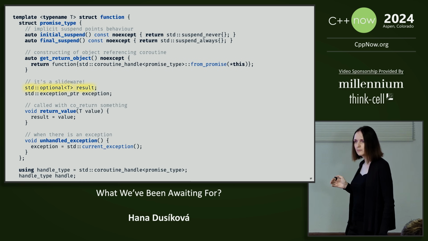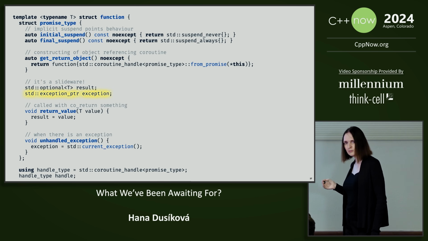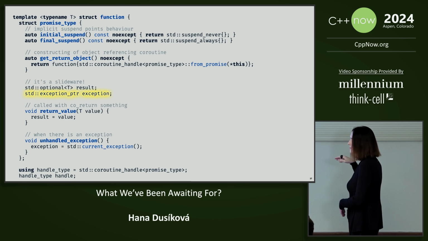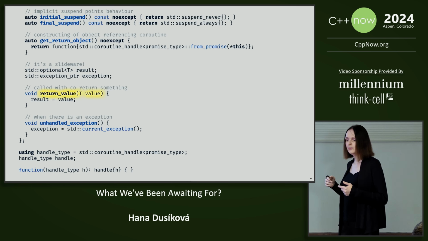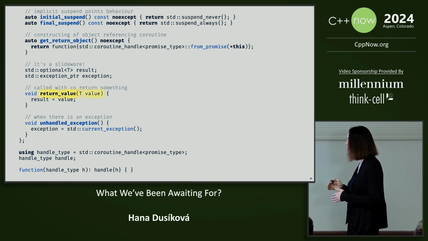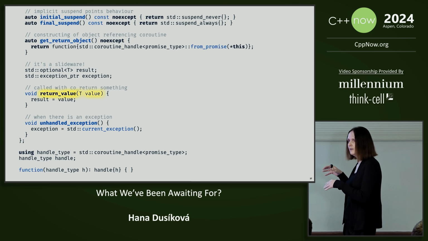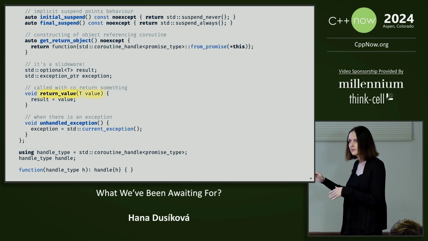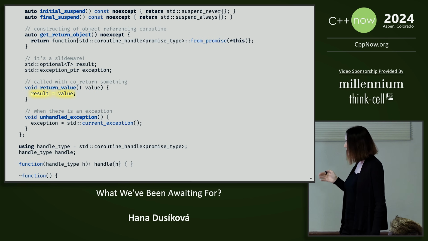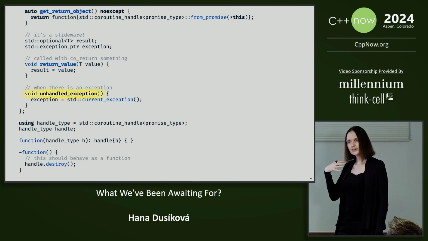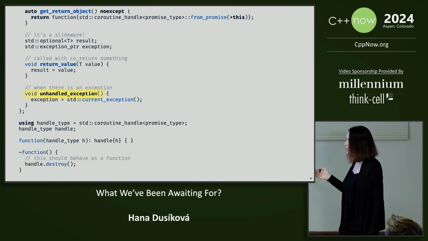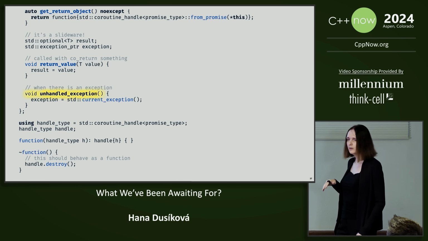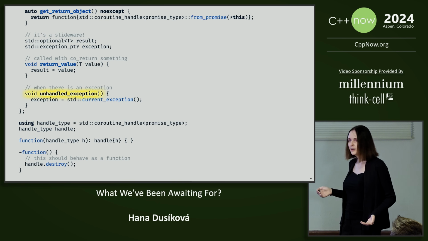And then there is an optional for the result, so you can actually store the result. There's an exception pointer for the exception. I could do it with a variant of monostate and the exception pointer, but this is just lighter. There is a function return_value. Every time you call co_return, the return_value function is called, and the value is stored inside of the promise type, or somewhere else. You can do whatever you want with it. For function, I just store it. And whenever there is an exception which is not caught inside of the coroutine, it will call unhandled_exception. You can store it as a part of the promise type, or you can call std::abort, or just ignore it, whatever you want.